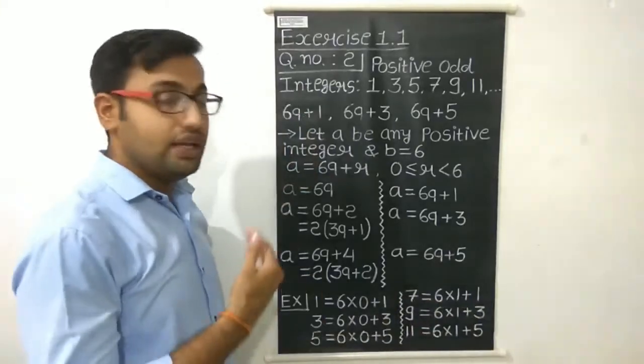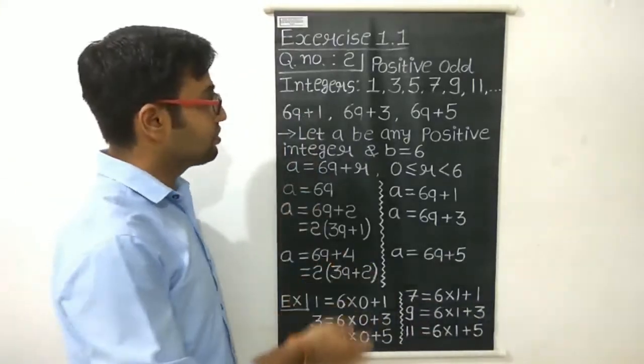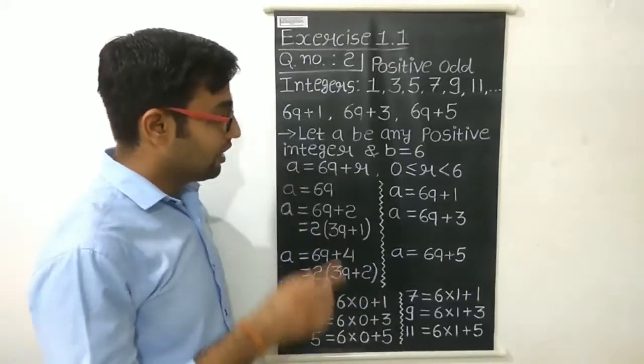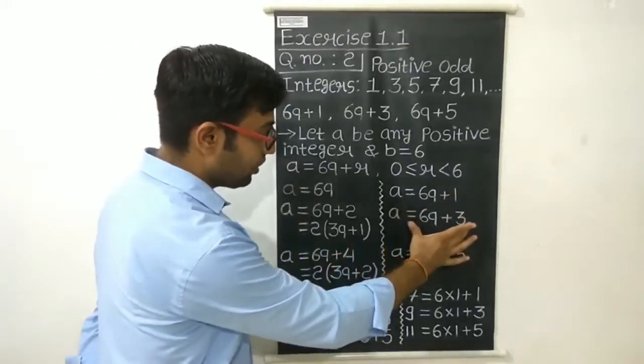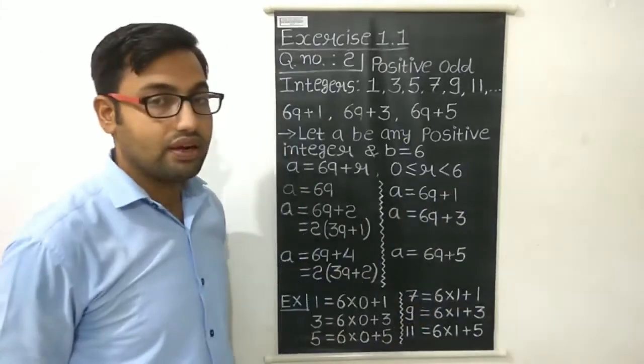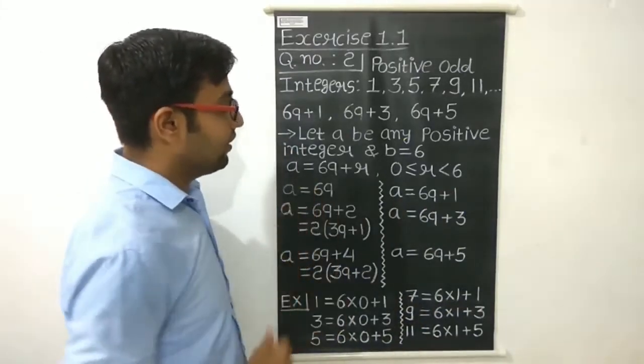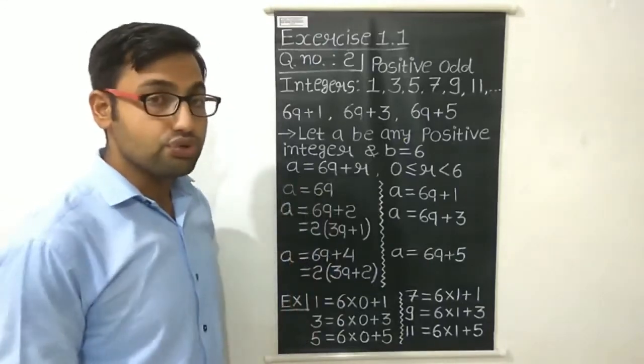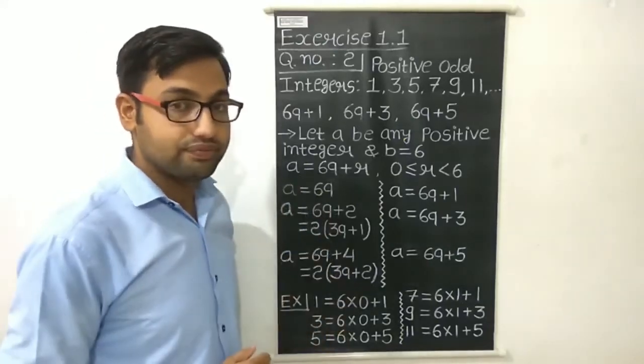In the same way, you can take any positive odd integer and you can check that it is in the form of either this or this or this. Right? So in this way, we can solve this type of question using Euclid's division lemma.